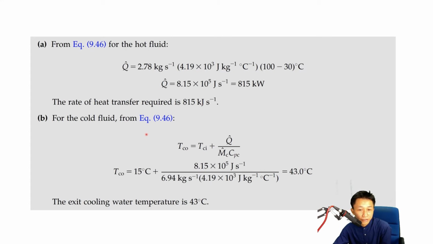And the cold side, the temperature goes from 15, so it's a bit increased. This Q is the same, so we assume that there is no heat loss. m Cp delta T. The exit temperature is 43 degrees Celsius from this equation. The temperature change is quite high, 15 to 43, and then this one is reduced from 100 to 30 degrees Celsius.